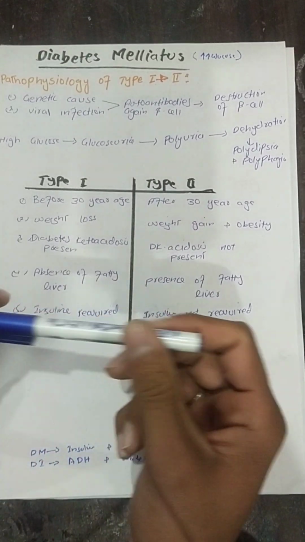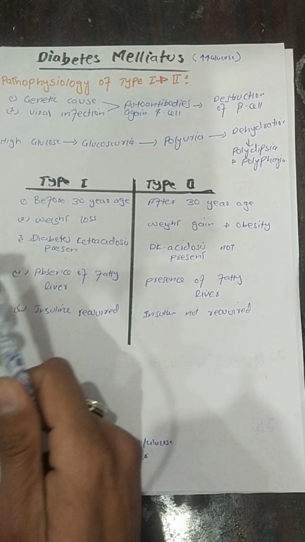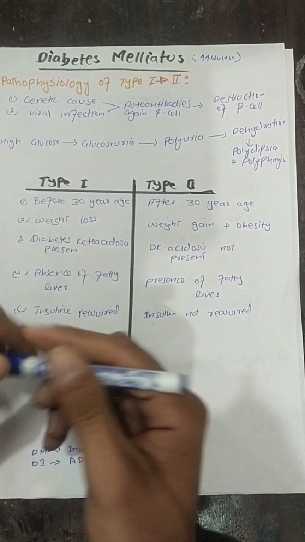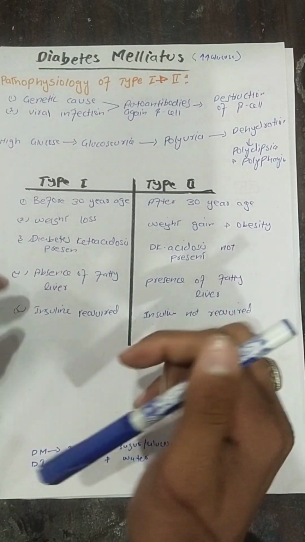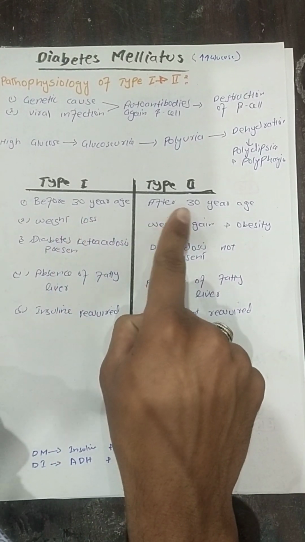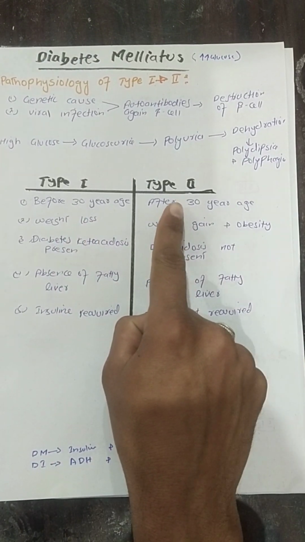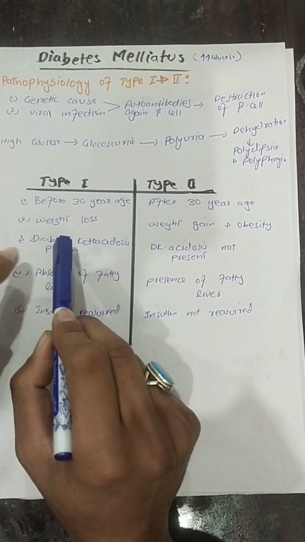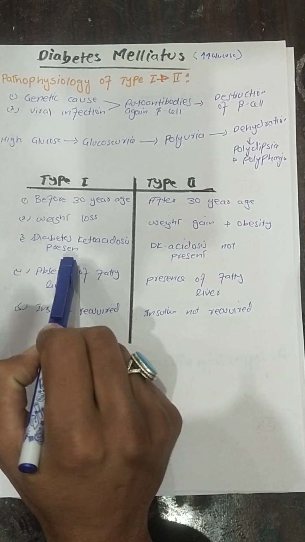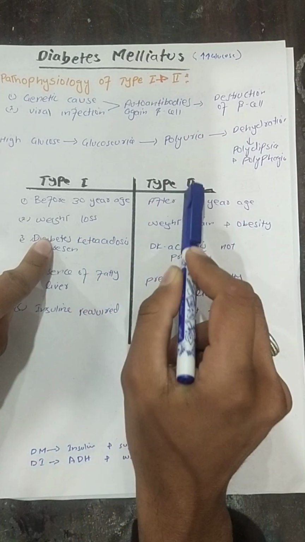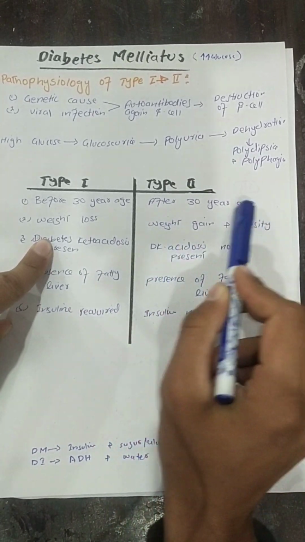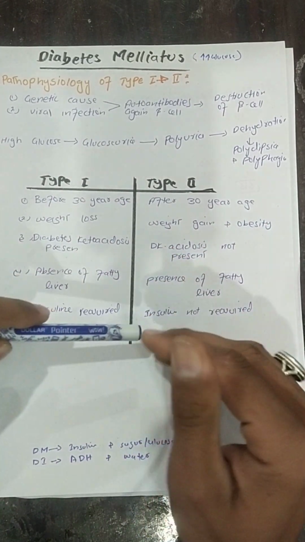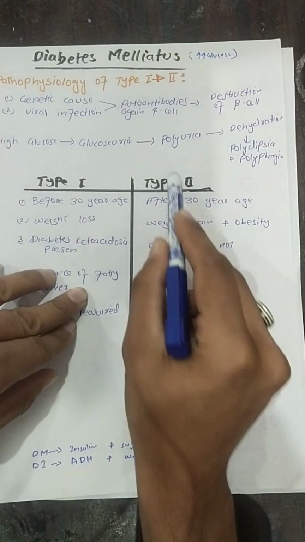The second difference is that diabetes type 1 is mainly genetic. As it is genetic, it normally occurs in children and young persons before the age of 30. But diabetes type 2 is age related, which mostly occurs after 30 years. Another difference is weight loss and weight gain. Weight loss occurs in diabetes mellitus type 1, but weight gain occurs in type 2. So when you have obesity with an age above 30 years, you will simply say this is type 2.